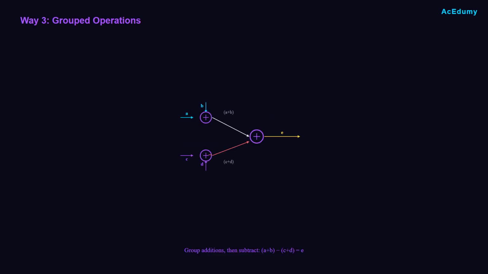Third way, group the operations. First, add A and B in one junction. Separately, add C and D in another junction. Then, subtract the second sum from the first sum to get E. All 3 ways give the same result, so choose whichever is clearest for your diagram.